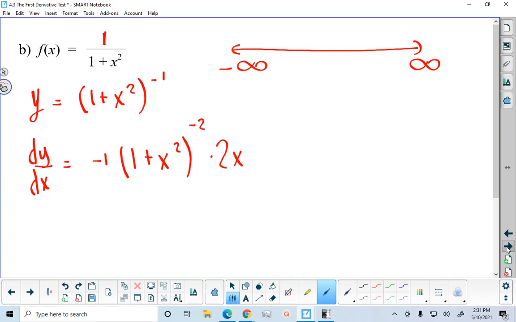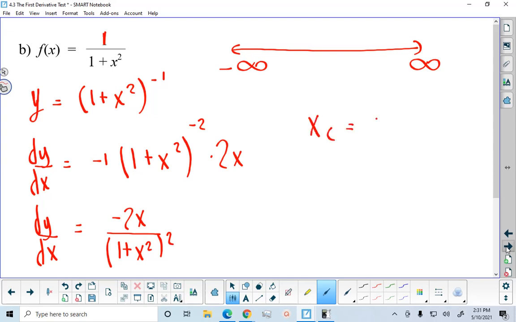So I bring the -1 down, base stays the same, drop 1 from the exponent, multiply by the derivative of what's inside. In order to make sense of this, we're of course going to write -2x over (1 plus x squared) quantity squared. There is only one critical value of x, and that's 0. Just take a minute and roll that around upstairs in your head.